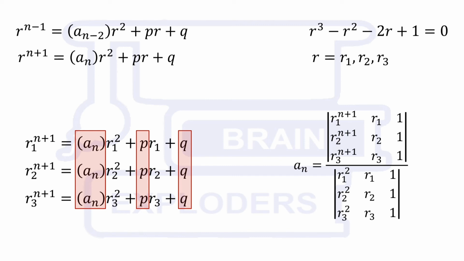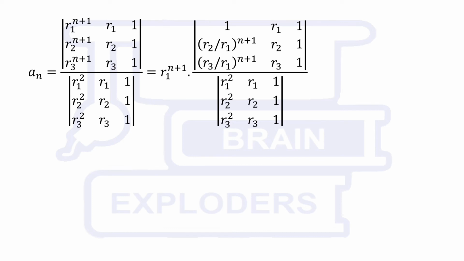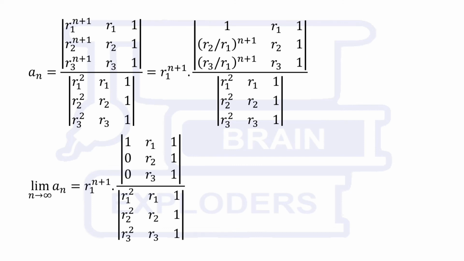Take n plus 1th power of r1 as common. r2 over r1 and r3 over r1 are less than 1, so their n plus 1th power tends to 0 as n tends to infinity. An is equal to r1 to the power n plus 1 times a constant value, and therefore ratio of an and a(n-1) is equal to r1. This makes us sure that the ratios tend to a fixed value.